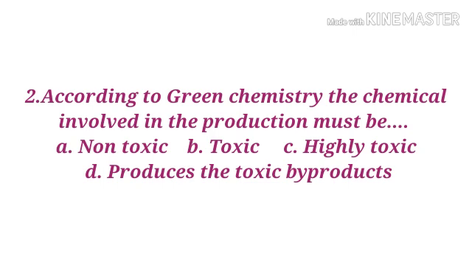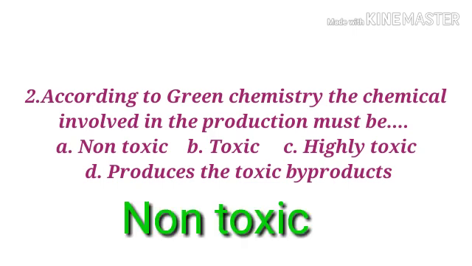According to green chemistry, the chemical involved in the production must be dash. Options: non-toxic, toxic, highly toxic, produces toxic byproducts. Answer: non-toxic. According to green chemistry, the chemical involved in the production must be non-toxic.